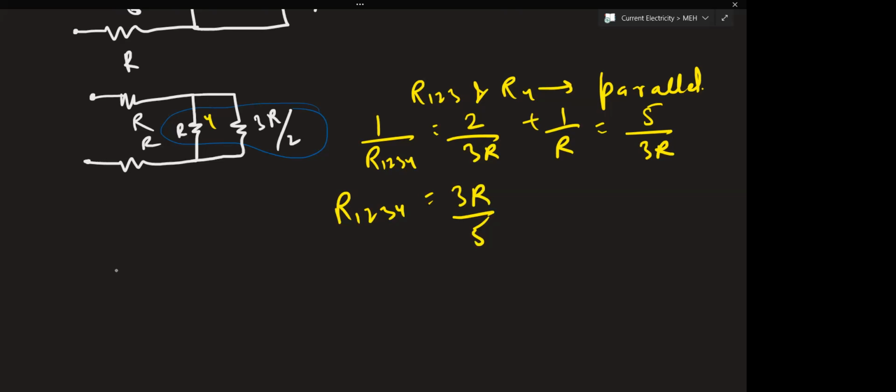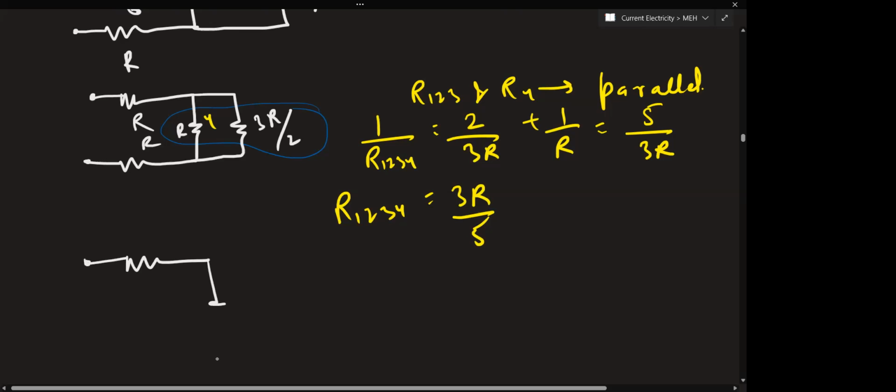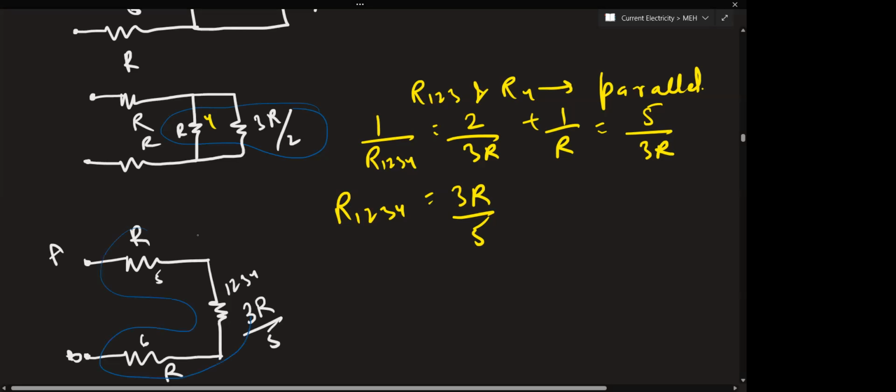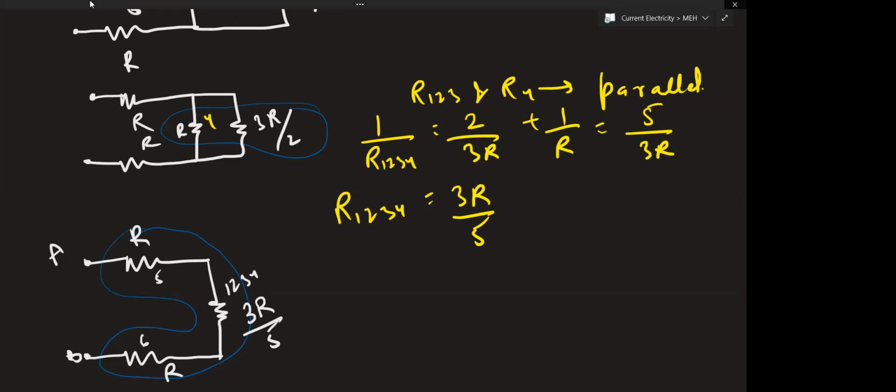Now see what is left. This was the fourth one, which has become R1,2,3,4 now, whose value is 3R by 5. This was the fifth one, whose value is R. This was the sixth one, whose value is R. And across A and B, we had to calculate. Now, if you look at all these three, they are connected in series with a single wire. Any answers there?